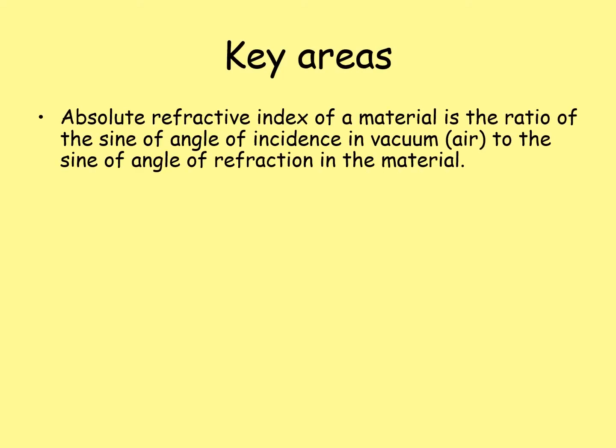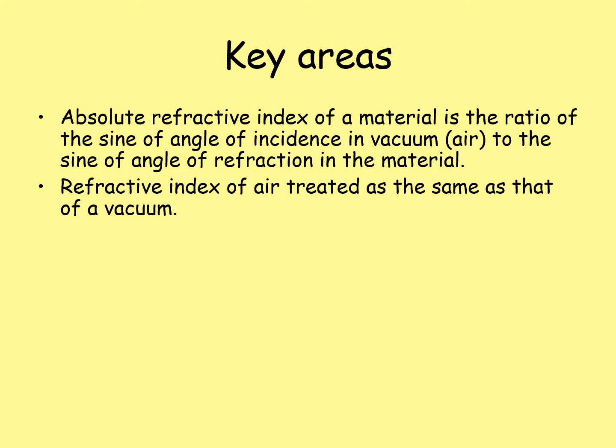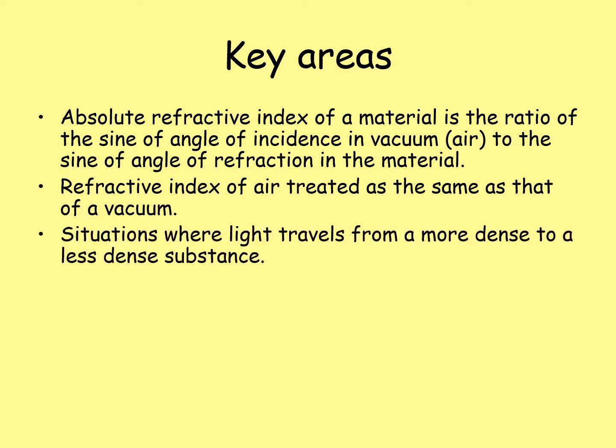Absolute refractive index of a material is the ratio of the sine of an angle of incidence in a vacuum or air to the sine of the angle of refraction in the material. This follows on from work that we did within National 5. The refractive index of air is treated as the same as that of a vacuum and is equal to 1. Situations where light travels from a more dense to a less dense substance.